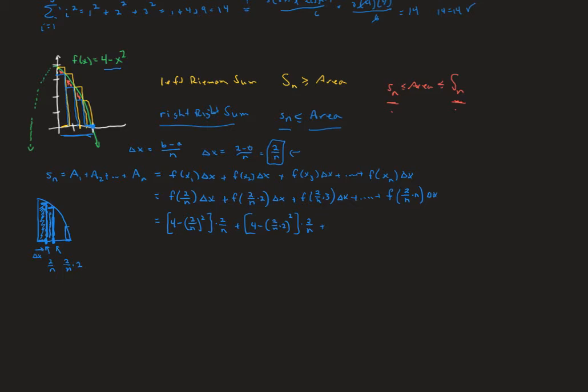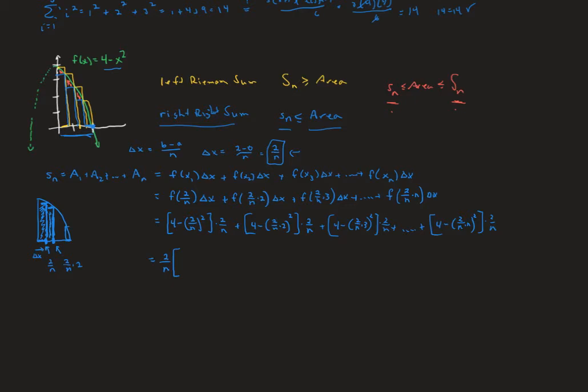Plus, here's going to be our third rectangle. So we're going to go 4 minus 2 over n times 3 squared, and we will multiply that by delta x again. Going all the way out to the nth rectangle, where we're going to get 4 minus 2 over n times n squared, and that times our delta x, which is 2 over n. Okay, let's do a little bit of algebra here. All of those n rectangles have a 2 over n in them, so let's factor that all out.